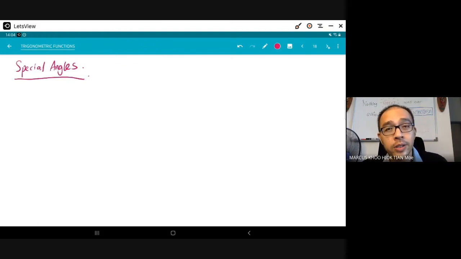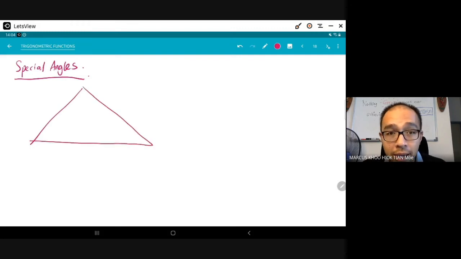Now in the case of special angles, every year I tell my students to do this. I want you to memorize the triangle. Instead of memorizing the value, which is a waste of time, you memorize the triangle and use the triangle to help you. So there are 2 very special triangles that we need to talk about. The first triangle is this.